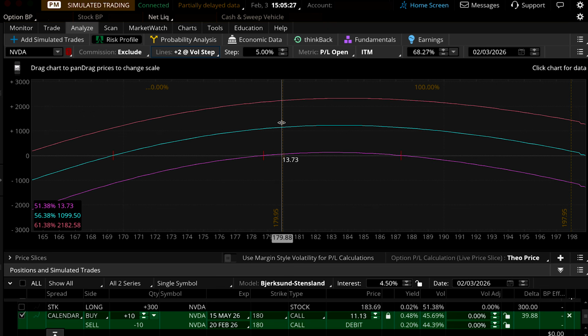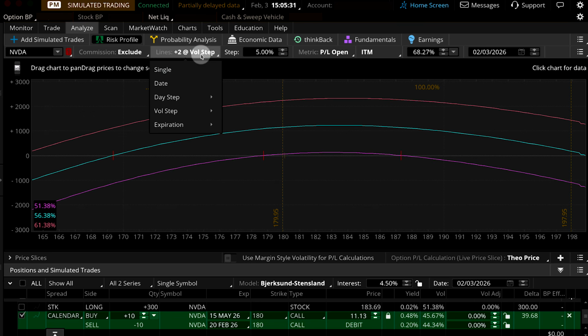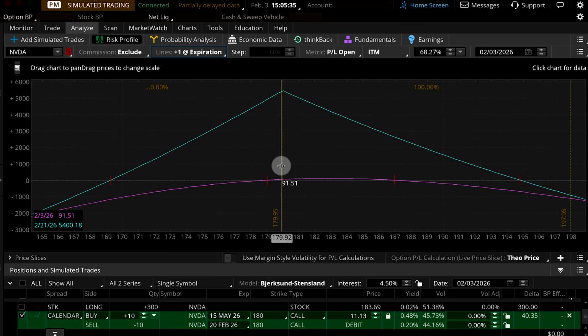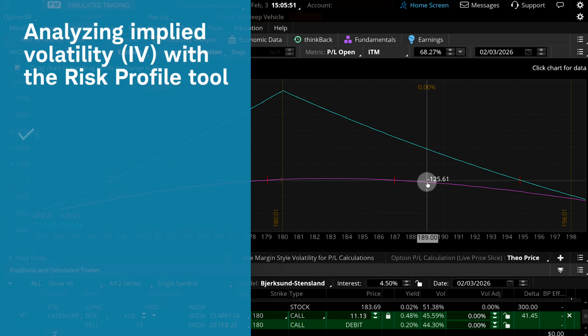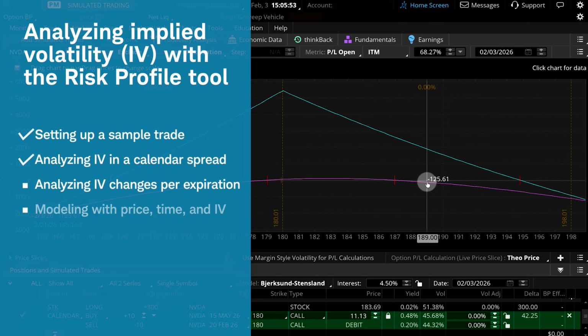And so now to switch our risk profile back to how we originally were looking at it, let's go back up to our lines, go to our expiration, and +1 at expiration. That brings back our purple line, which is today's date, and our light blue line referring to expiration. And so now we're going to look at how volatility changing impacts this risk profile here.